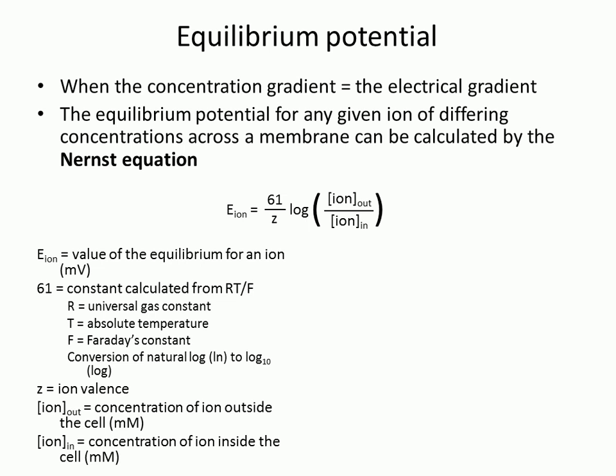So potassium has a valence of +1. Sodium has a valence of +1. Chlorine has a valence of -1. See, I'm not going to do anything hard here. Calcium has a valence of +2. See, so you'd have to think when you see calcium, but we're not doing that. All right. So all we got to do then is know what the concentrations of these ions are both inside and outside the cell.